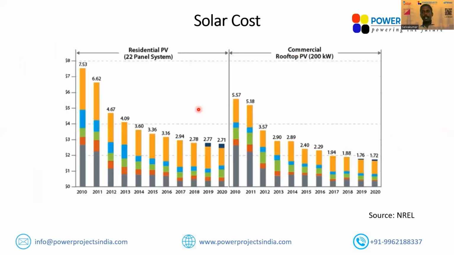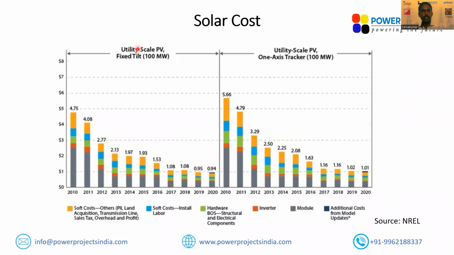So I guess the first topic is solar cost versus reliability, right? What is the solar cost? This data gives an idea from 2010 to 2020 in terms of residential solar and commercial rooftop solar. Also, on the next page, it gives an idea for utility scale, 100 megawatt fixed tilt, and utility scale with a single axis tracker for 100 megawatt. So you can understand what the price was from 2010 to 2020.